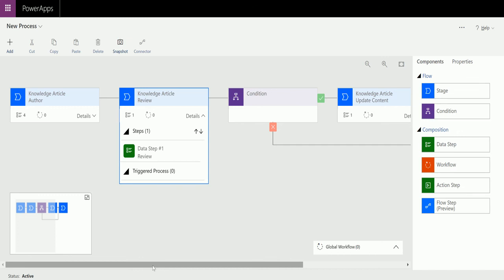I'll go into business process flows in a lot more detail in another video. It's just to give you an idea of what these three types of flows are.